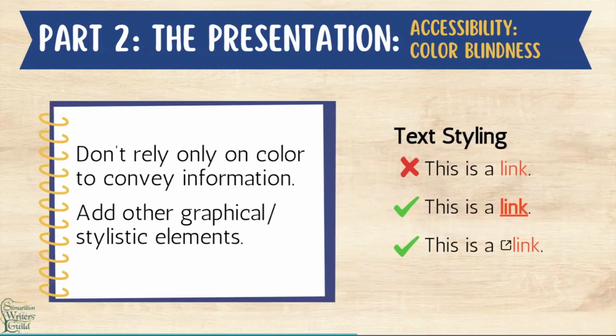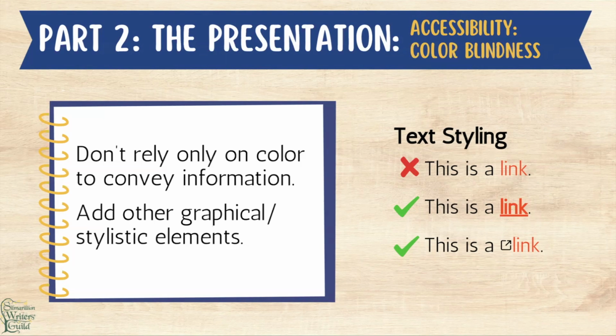So then thinking about visuals and thinking about how to make your visuals more accessible. So first of all, color blindness. When you're styling your text, don't rely only on color. So on my slide here, I have three ways to represent, for example, a link on a web page. And the first one, I'm just using color. I'm going to lose somebody who has red-green color blindness on that. They're not going to see that that is a link because it's going to blend in with the rest of the text.